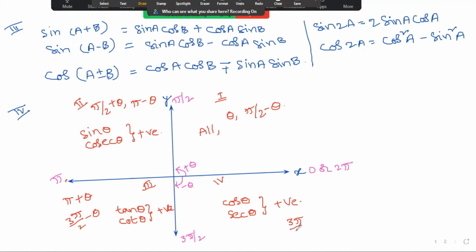Whenever we say fourth quadrant, the angles will typically be 3 pi by 2 plus theta or 2 pi minus theta. So 2 pi minus theta, or minus theta, also comes into this region. In this way, we can get these values. In order to remember, most people use "All Silver Teacups". It is a single line, so they write "all silver teacups", and we consider the first letters from these three to remember this.